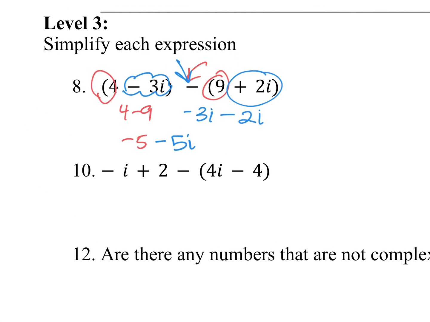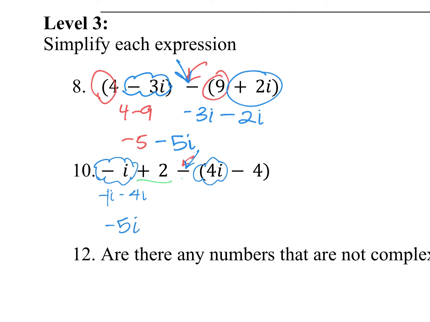Okay, number 10 is again just a subtract problem right here. Oh, look, this one's kind of written weird. It's okay, but it is written weird. They put the imaginary piece first. So here's -i minus 4i. So this is like a -1 minus 4, that's -5i.